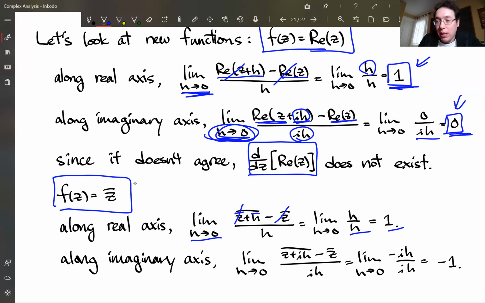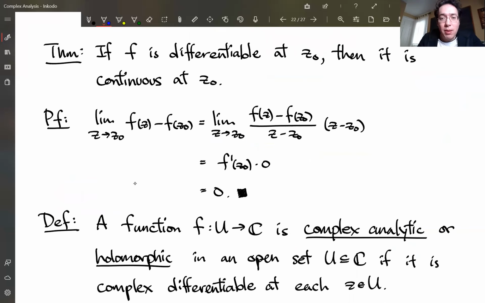If we approach from the imaginary axis, now when you take the complex conjugate of this part, we get negative ih. And if we divide by ih, the limit is negative 1. So the limits do not agree. The complex derivative of the complex conjugate function does not exist. Okay.